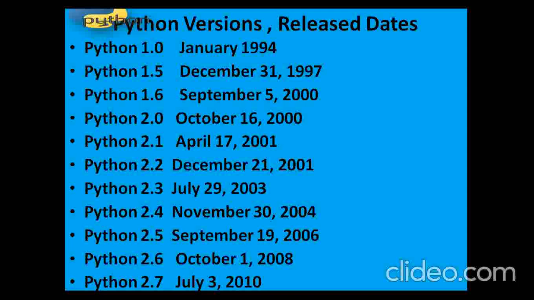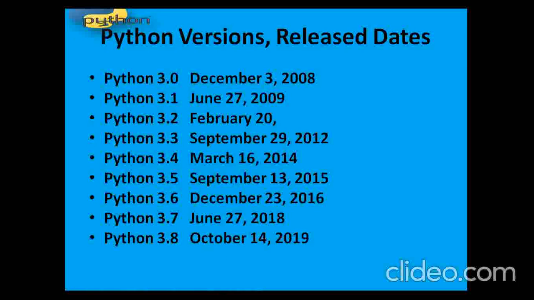These are a few versions with their release dates and years. Python 1 started in January 1994. Till July 3, 2010, we have versions 1.0 to 2.7. Again, we have more versions, like 3.0 to 3.8. Version 3.0 started on December 3, 2008, till October 14, 2019. The latest version was 3.8.